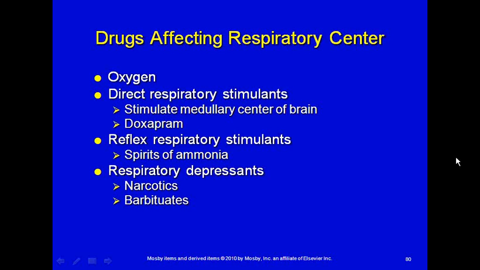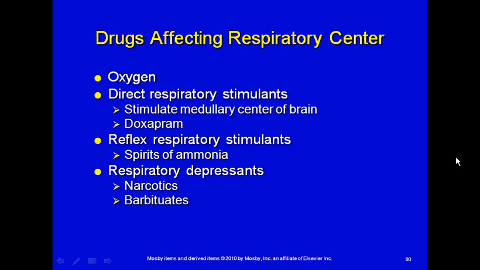There are drugs that will directly affect the medullary center of the brain, or stimulate the medullary center of the brain, and they include doxapram. And then there are reflex respiratory stimulants, and reflex respiratory stimulants are what you might give somebody to make them take a deep breath. Spirits of ammonia is an example of a reflex respiratory stimulant.